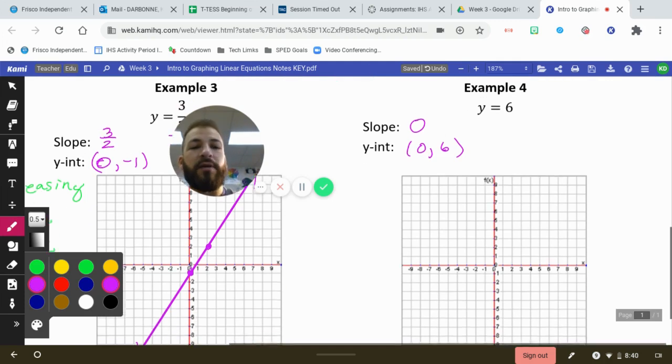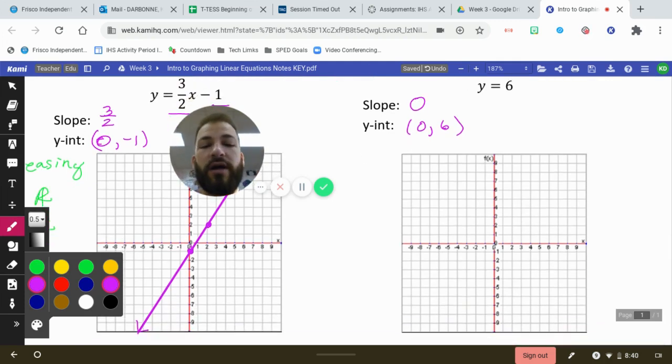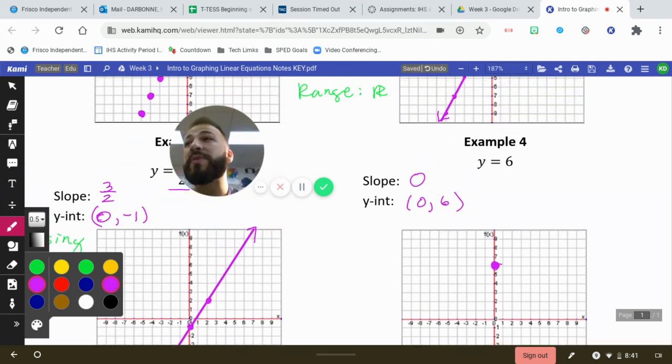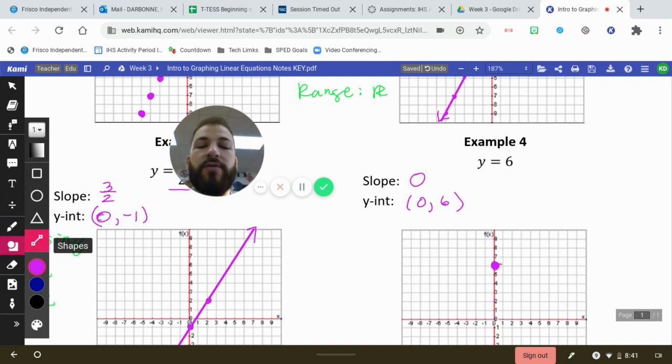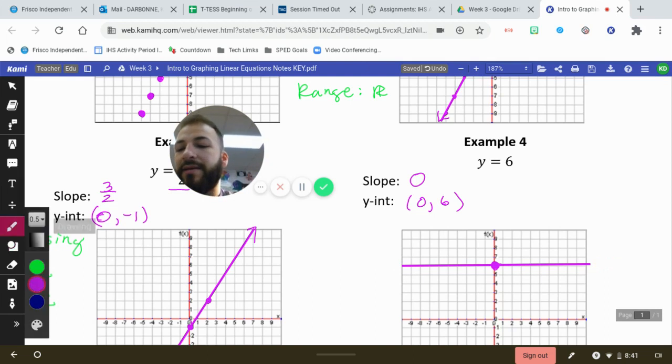Now to actually graph this, I'm going to start by plotting that point at 6. A nice little point right here at 6. Now my slope is 0, which makes it a flat line. So I'm just going to draw a straight horizontal line right through here, and it has to go through that y-intercept at 6. And I'm still going to have my arrows on there at the end.